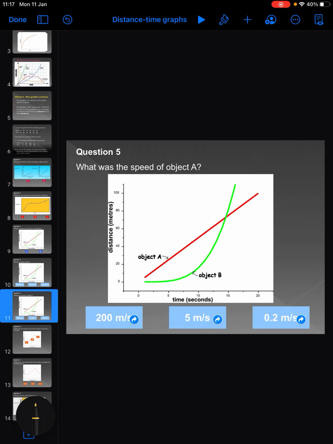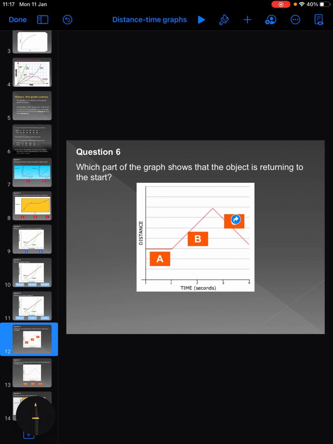Question 5. What was the speed of object A? Now, for that one, you are going to need the gradient. Remember, we did this last time with your triangle, and you read off the axes, and you say change in y over change in x. So pause the video perhaps and have a go at that one. Question 6. Which part of the graph shows that the object is returning to the start? A, B, or that's meant to be C.